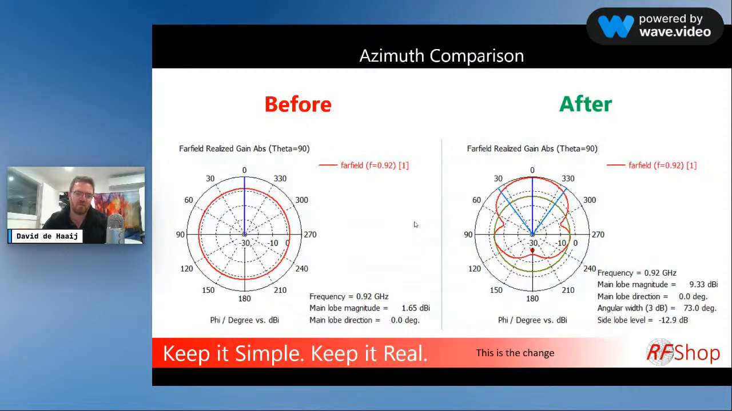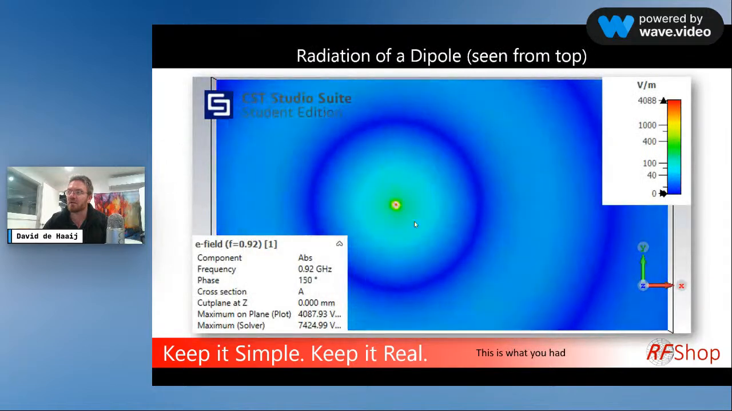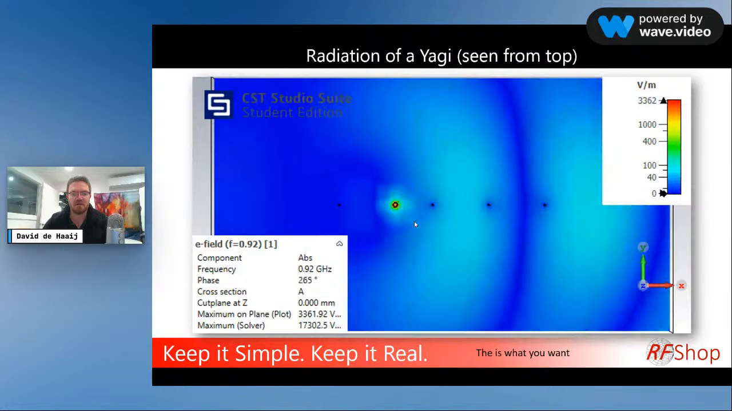So azimuth is, of course, round, omnidirectional. And then from the side, you see that there's the donut shape, the two lobes, one to the left, one to the right. And then, of course, you will see that it converts to a nice directional antenna with significantly more gain. I just went back to the theory.